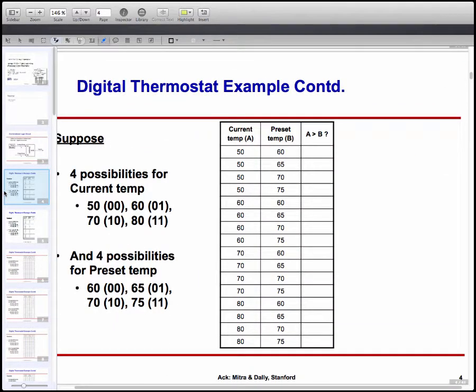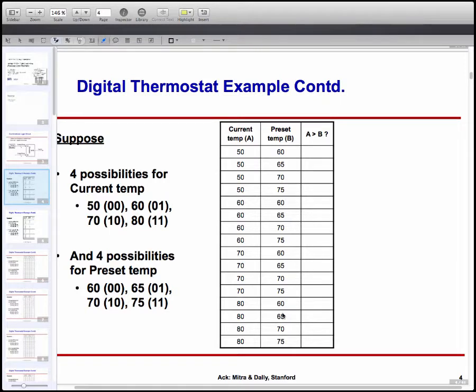So in our particular case, let's say the temperatures could be 50, 60, 70, 80, and we decide to map them to 00, 01, 10, 11, and likewise for preset, let's say I have 4 values, and again I map them the same way. I can make a table where I list all the current temperatures, and then for each current temperature, I can list all possible values of the preset temperature. So for example, my current may be 50, preset may be 60, current 50, preset 65, 50, 70, 50, 75, and so on and so forth.